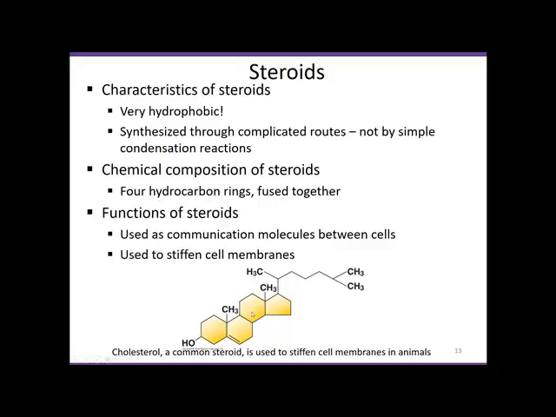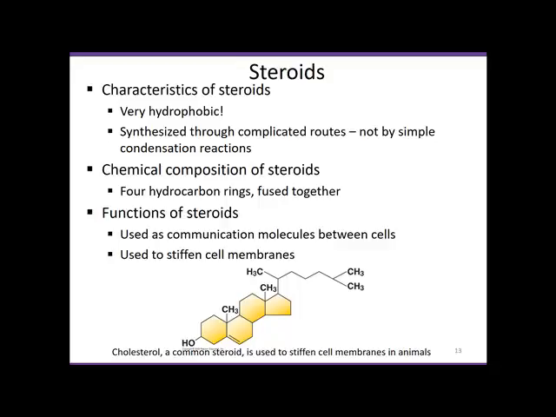So 1, 2, 3, 4, and they'll share sides. We say they're fused together. This part over here up top, where we have this long tail, this hydroxyl group down over here, this methyl group, that can vary from steroid to steroid. Alright, so what's attached to the rings can vary, but the rings themselves almost never will.